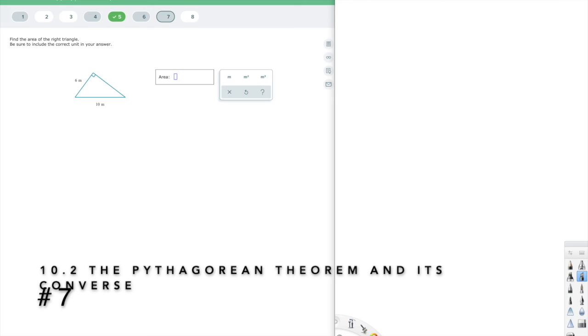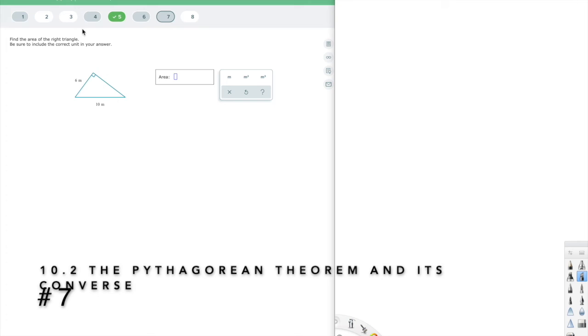So, all right. In this one, it's asking us to find the area of a right triangle, and be sure to include the correct unit in your answer. So this one's kind of randomly thrown in here. We haven't been doing area for this whole section, but there's a reason they're throwing this guy in. We have a right triangle, and we need to find the area.